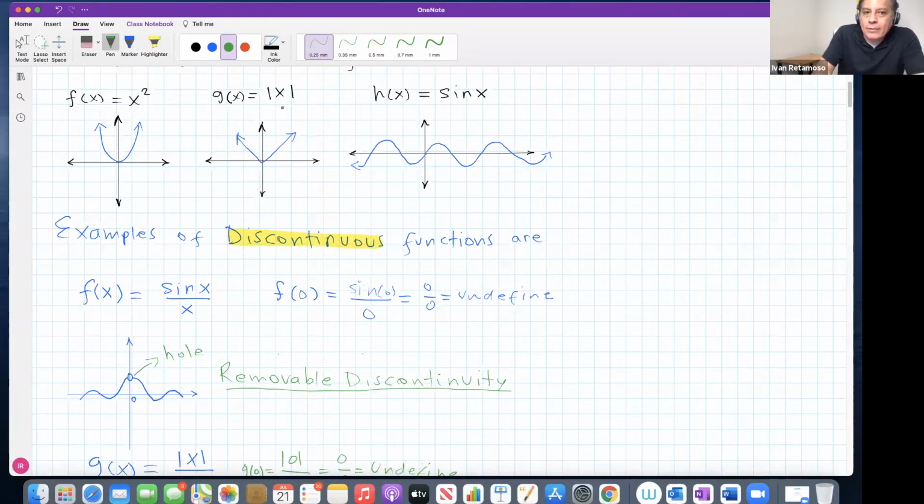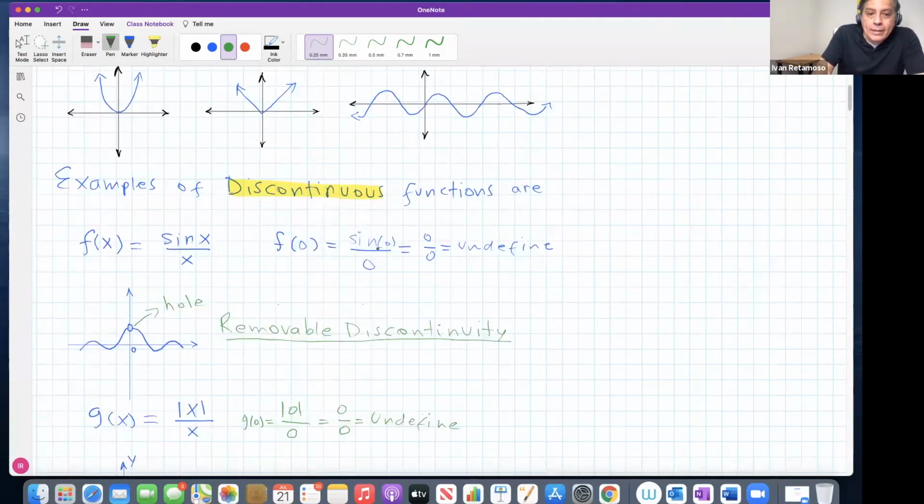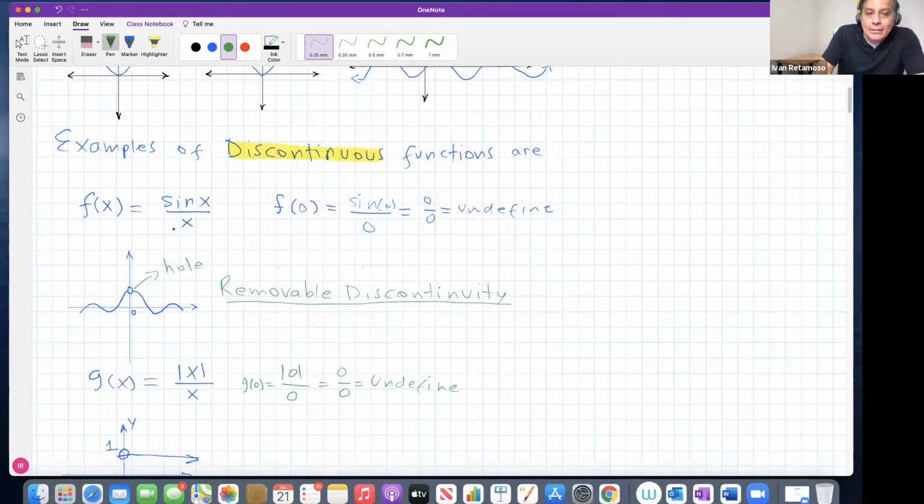Square function, absolute value sign. But now we're showing examples of functions that are not continuous. Sine of x over x, for example, has a hole here. It's called a removable discontinuity. Try to remember these because they're going to ask you the types of discontinuities in your homework. This is called a removable discontinuity when just one point is missing, a hole.